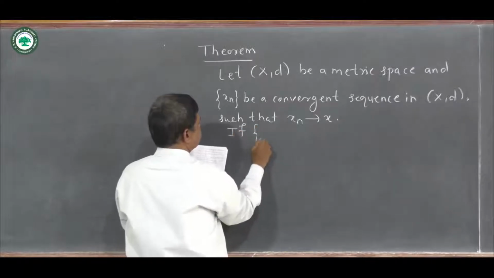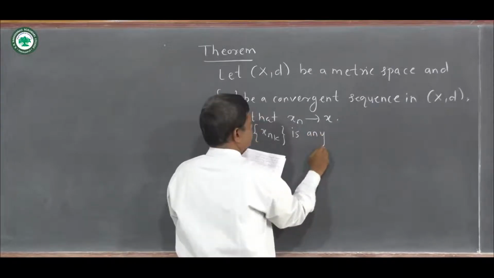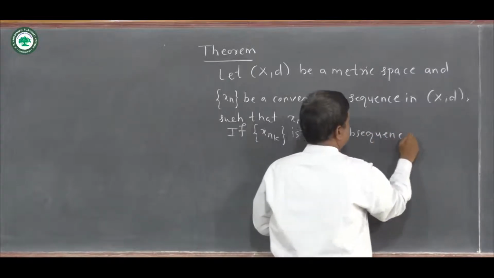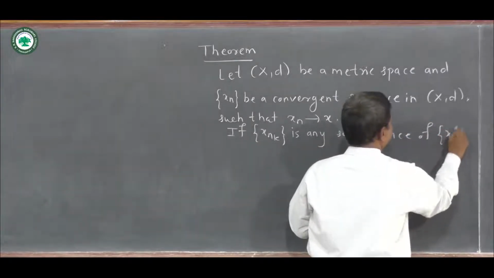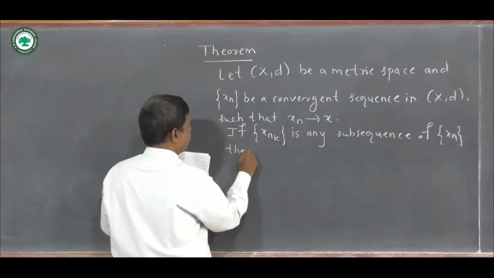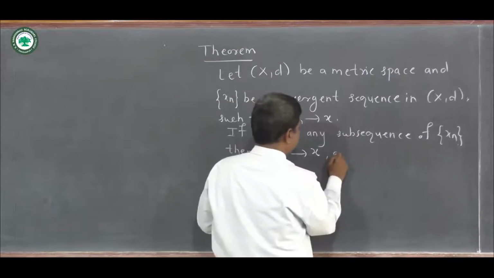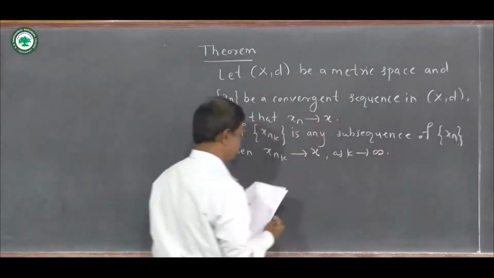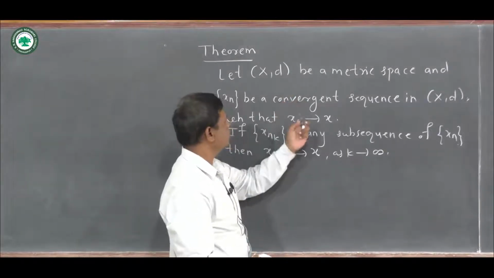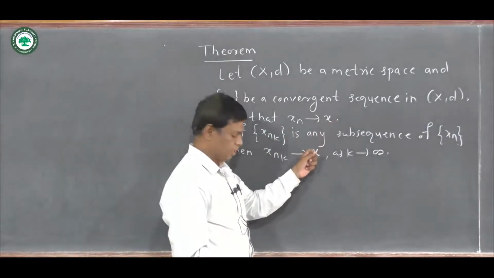If (xnk) is any subsequence of xn, now xnk is a subsequence of this sequence xn, then xnk converges to x as k tends to infinity. Now it means that if the given sequence is convergent, then its subsequence is also convergent and converges to the same limit x.